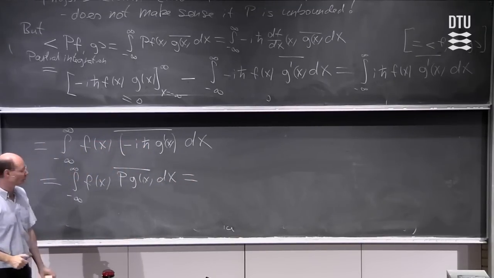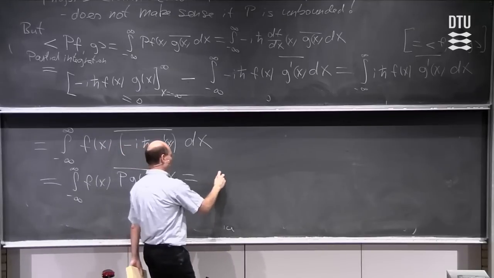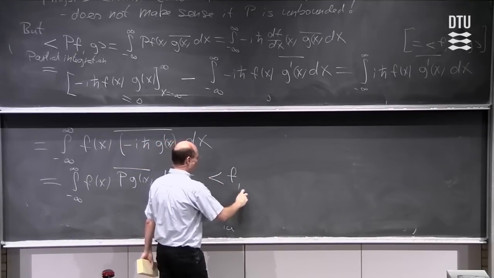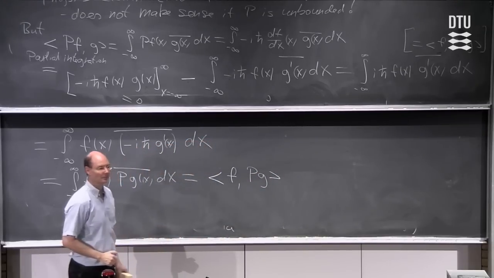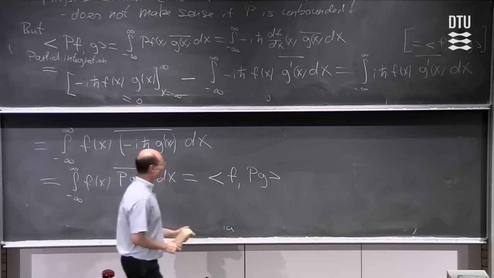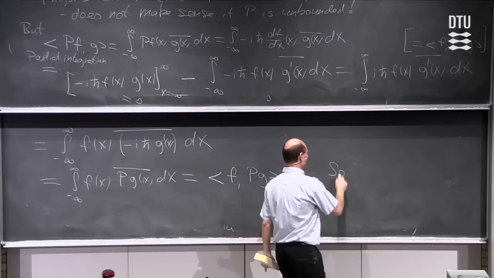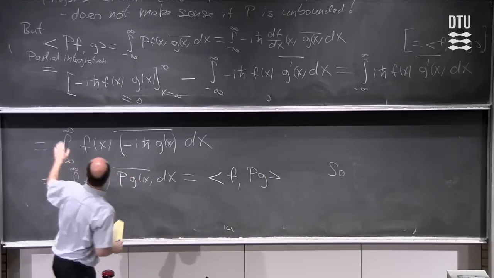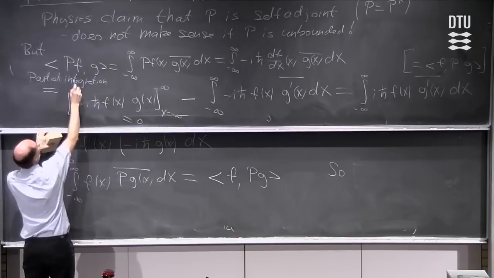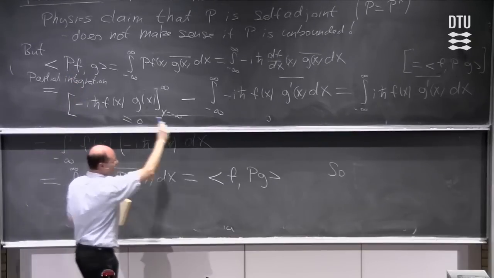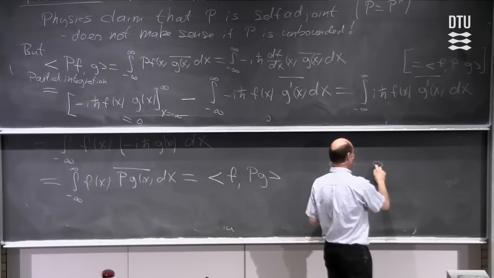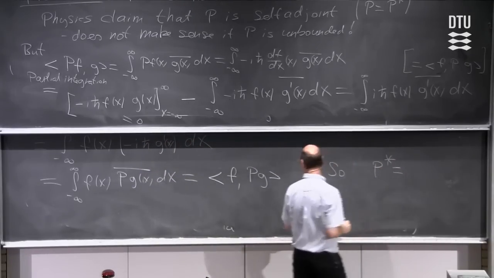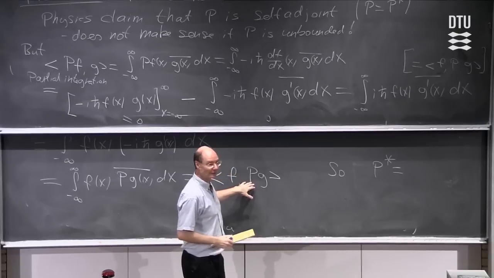And now, if you go back to the inner product, this is exactly the same as the inner product between f and p of g. So that means what you have calculated now is that the adjoint of this operator, the adjoint of the p, is the one that you get out on the action of g. So you get that p star is, and what the calculation shows, this is p.